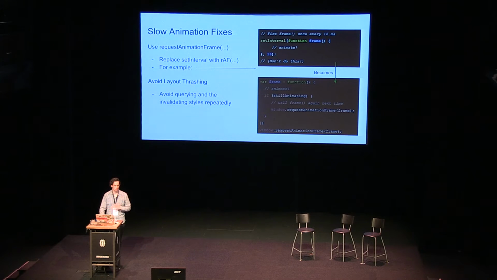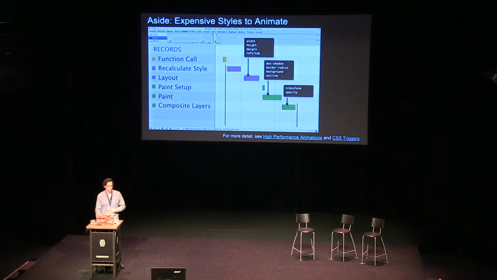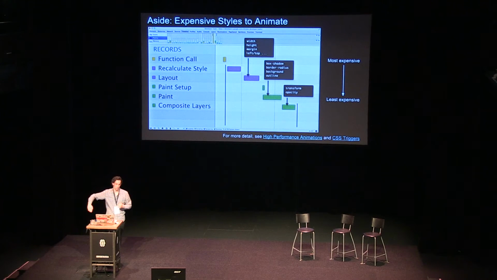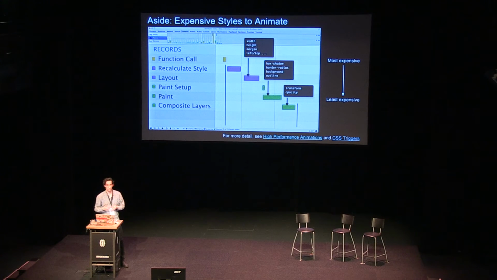Avoid that layout thrashing, so avoid that querying and invalidating those styles in a back-to-back way. And if you can, use a property that the browser can animate in a cheap way. When I say compositing is cheap, I took this image from High Performance Animations. I really like how this breaks things down. There are some very expensive styles to animate, and there are some cheap ones. And the cheapest ones happen at the end of that waterfall in the compositing phase. And those are things like transforming and changing the opacity of an element.